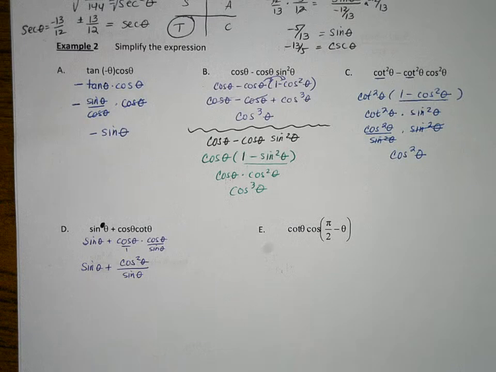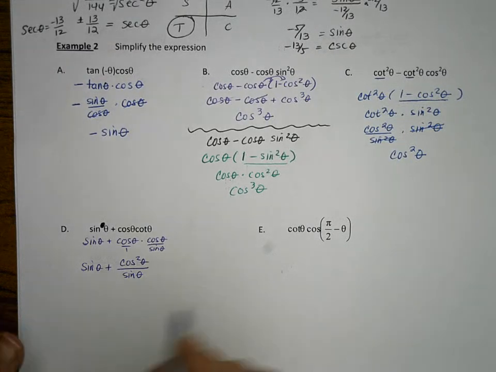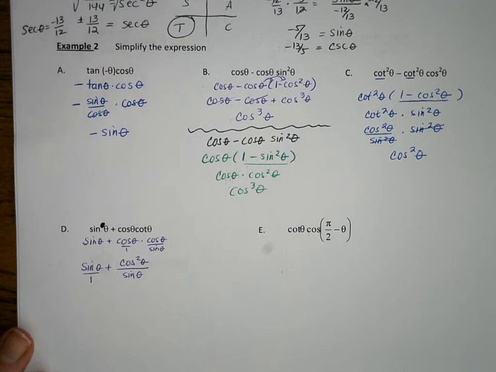I'm not so sure that as I'm simplifying, I really want those to be apart. What process would we have to go through to combine those things? Don't fail me now, people. How do we add fractions? Find a common denominator, right? What's my common denominator going to be? Sine of theta. So right now, this sine is over 1.